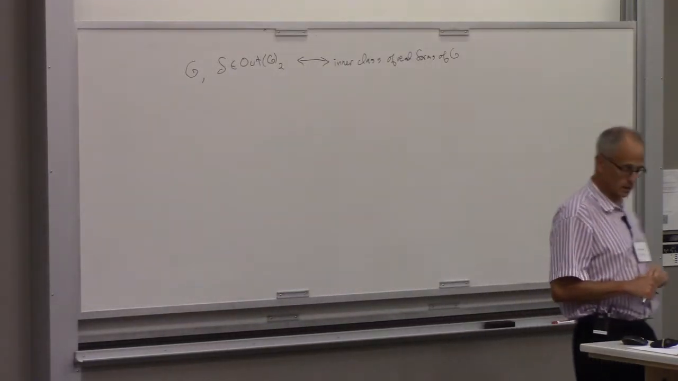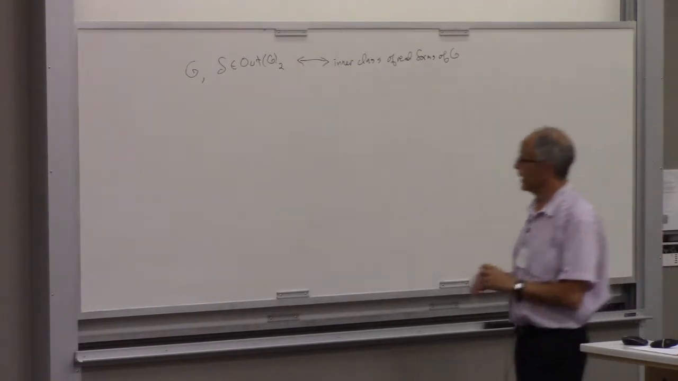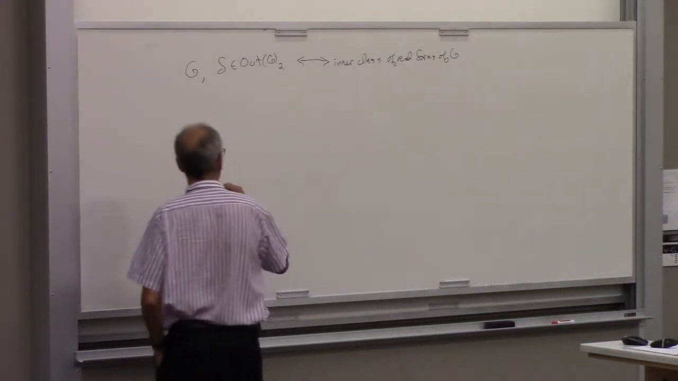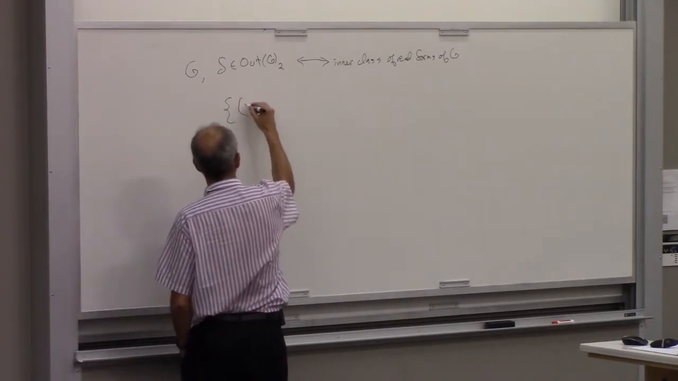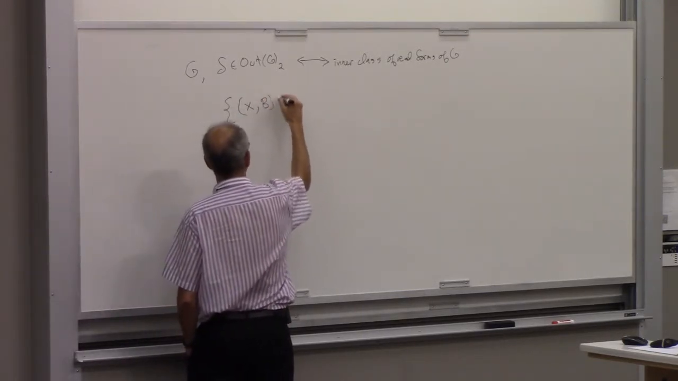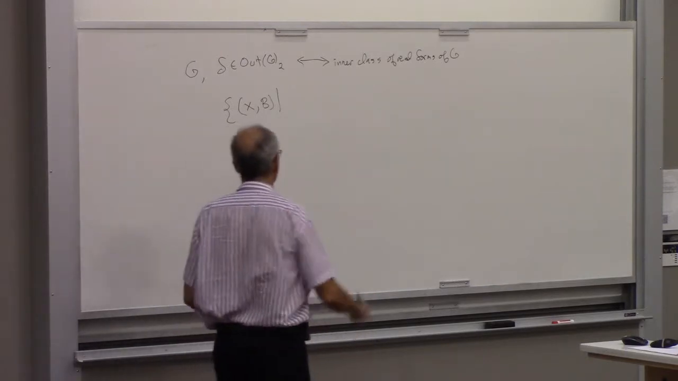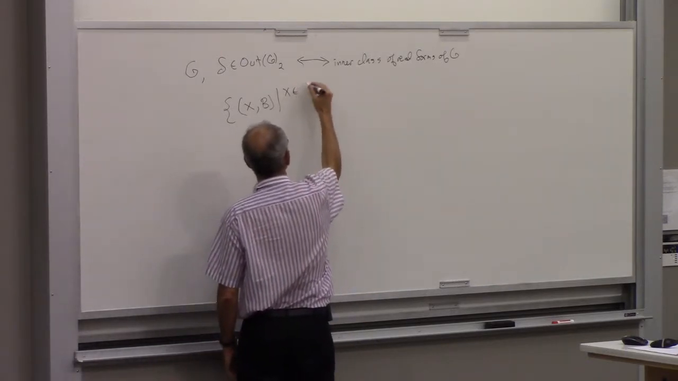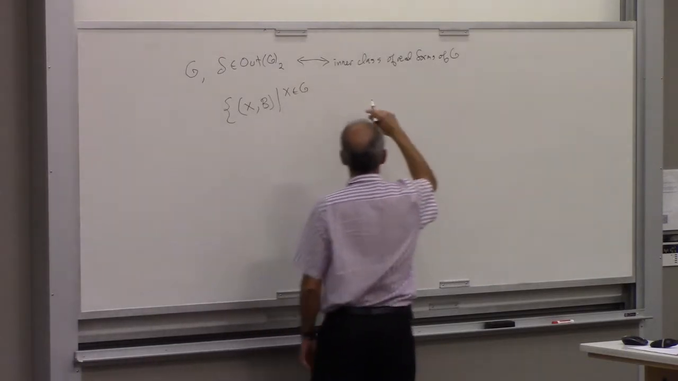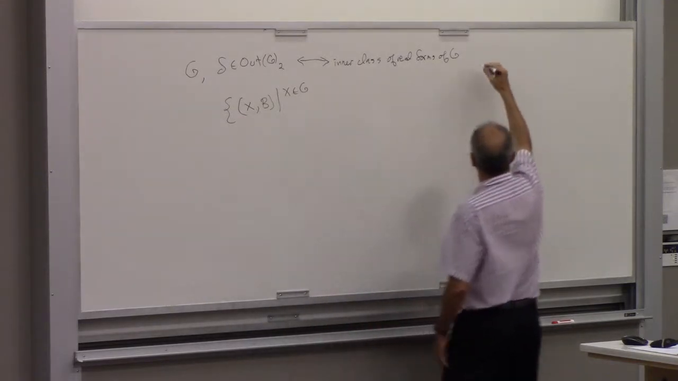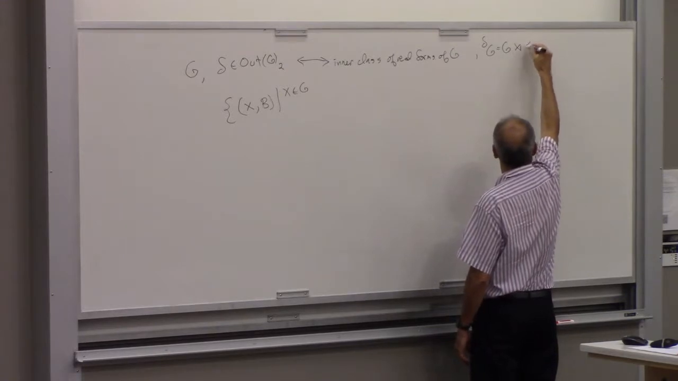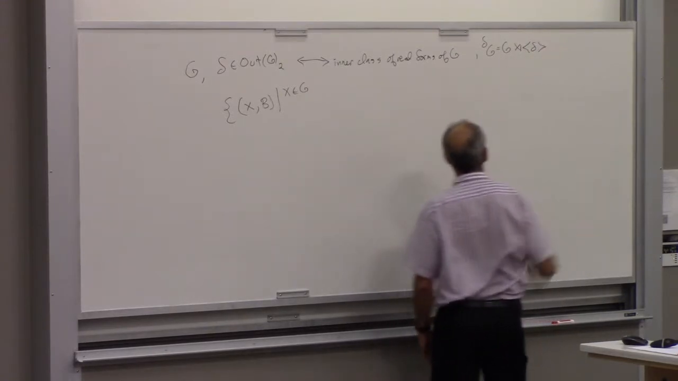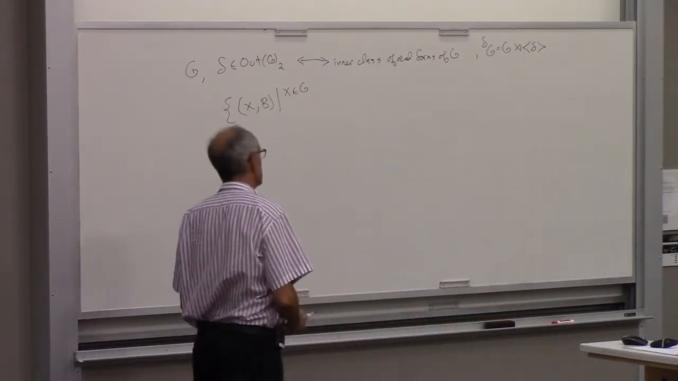Now, once you have that, you can define the following set. You can take the set of pairs X, B, where X is in G. I should have mentioned, we also get this group, G semi-direct delta. So there was, after all, a pinning.